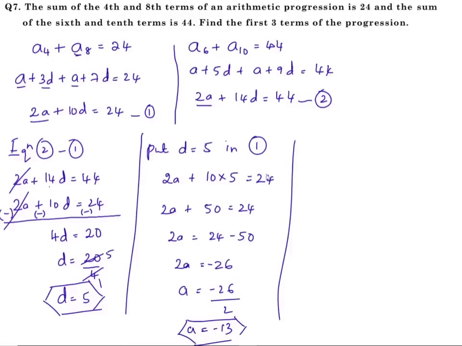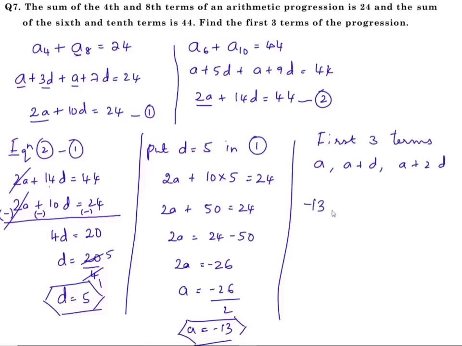Students, what do you need to find out? We need to find out the first three terms of the arithmetic progression. The first three terms are a, a plus d, and a plus 2d. What is the value of a?